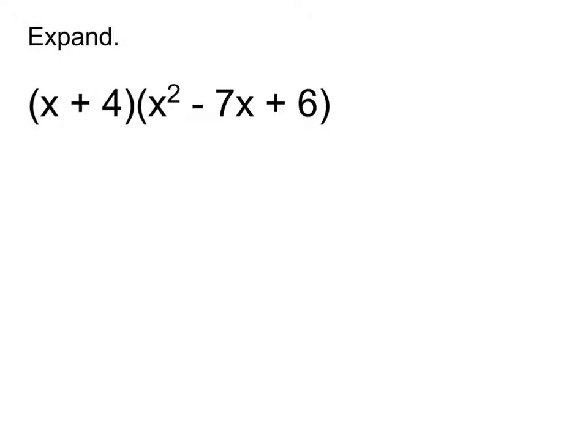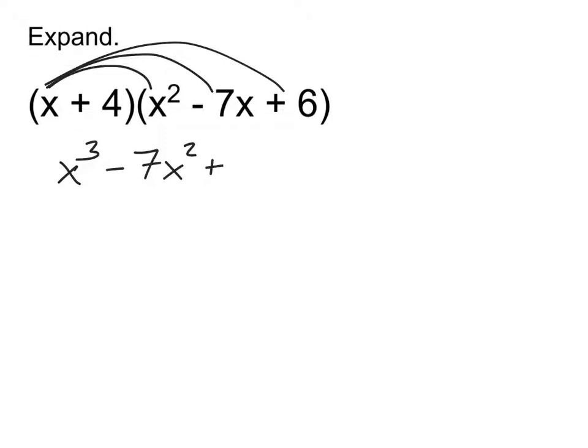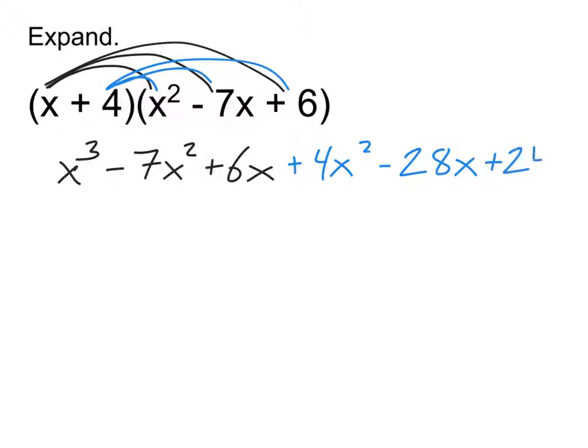All right, for this one, you're doing it on your own first, and then let's check to make sure that everything came out right. So I multiply the x by x squared to get an x cubed. X times the minus 7x gives me minus 7x squared. X times the 6 gives me 6x. I repeat the process with the 4 now. So 4 times x squared gives me 4x squared. 4 times the minus 7, negative 28x. And then the 4 times the 6 is a positive 24. No x's on that one.